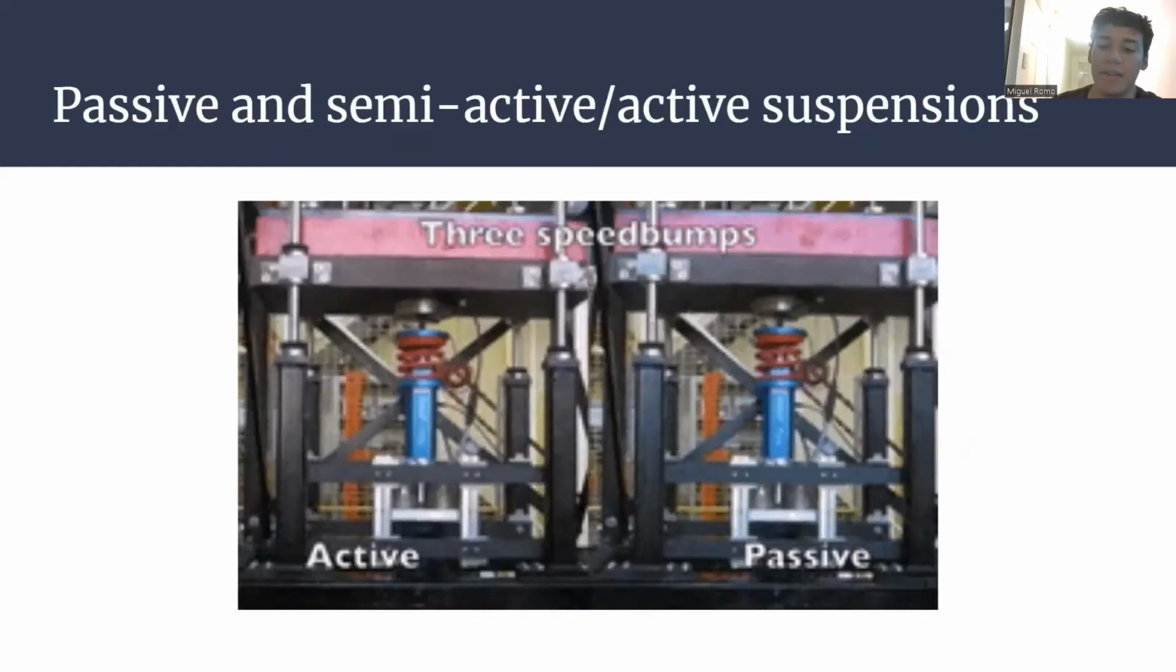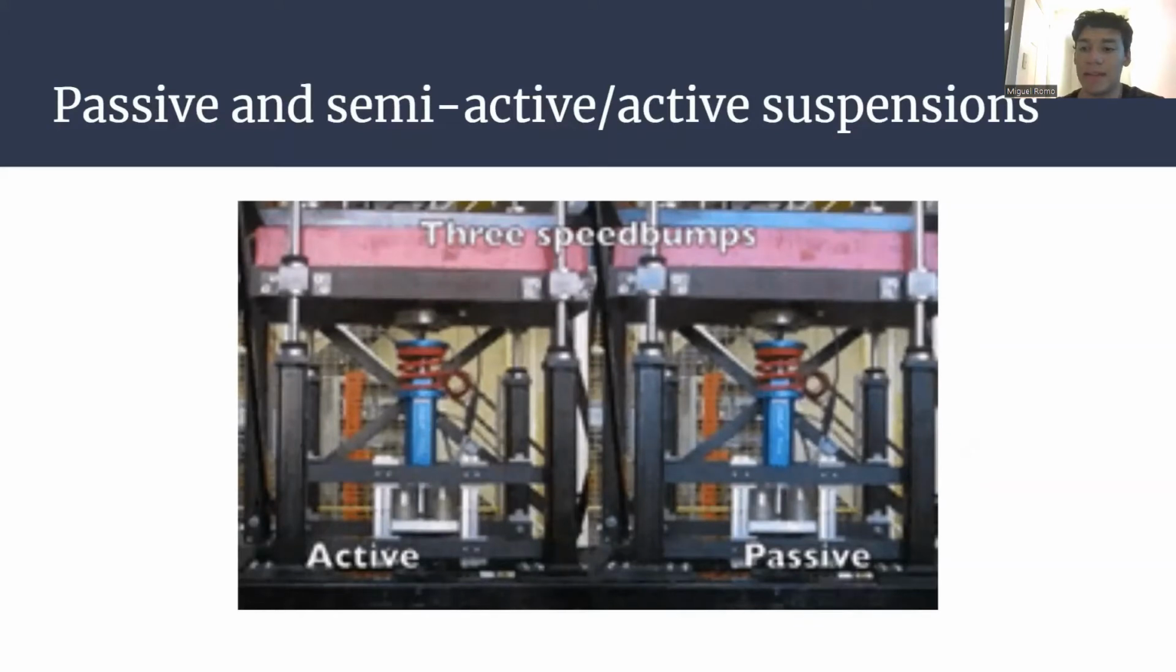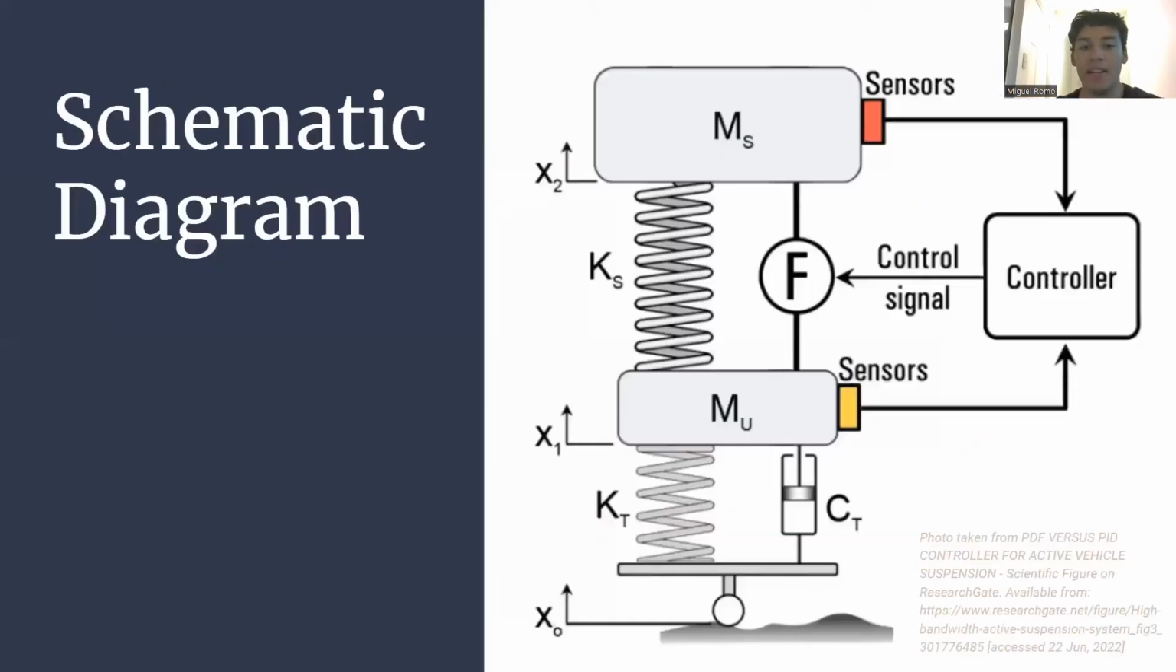So now I will explain what a passive and active suspension is. First, a suspension is a system that a vehicle has that absorbs the force of the road. We can see this in this GIF, how both the active and passive absorb the force. We can see how the active is smoother than the passive one, and that's the difference. And the difference is because, as we can see here, the active suspension has an actuator, the F here, that gives a force that makes the drive smoother.